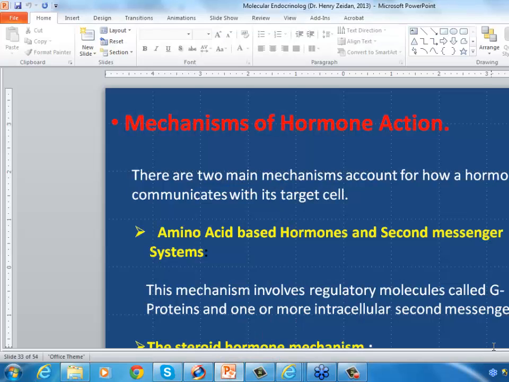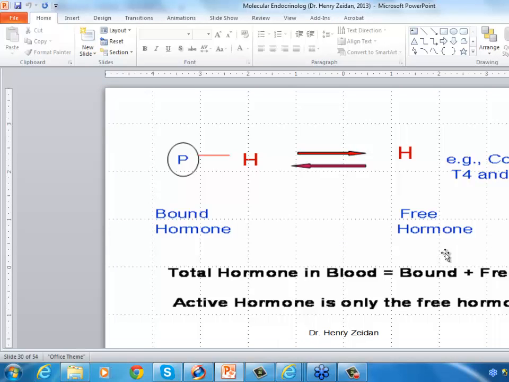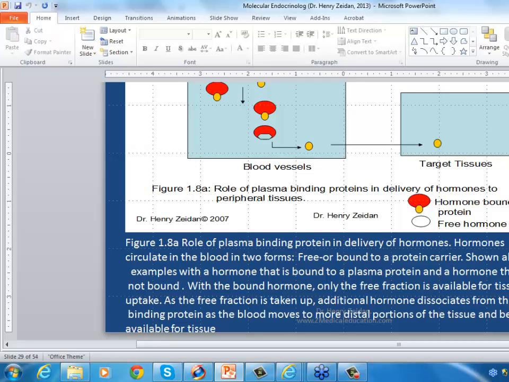Just to follow up on the last section of free versus bound form of hormone, you have to understand and appreciate the need to understand this. As I said, if you produce more protein, it tends to suck up all of the free form, and therefore you do not expect to see a feedback inhibition.